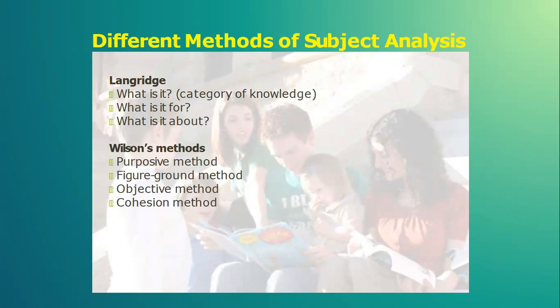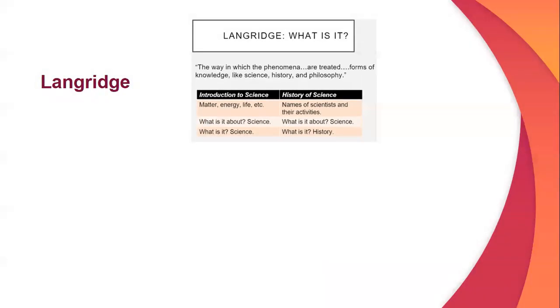So Derek Langridge is another Elias scholar who takes a different view of the conceptual analysis process. He thinks you need to ask the right questions, and those questions are what you see on the slide. What is it about? That addresses the topical aspects of the work. What is it? The way in which the phenomena are treated, the form of knowledge like science, history, and philosophy. So he's looking at the form of knowledge.